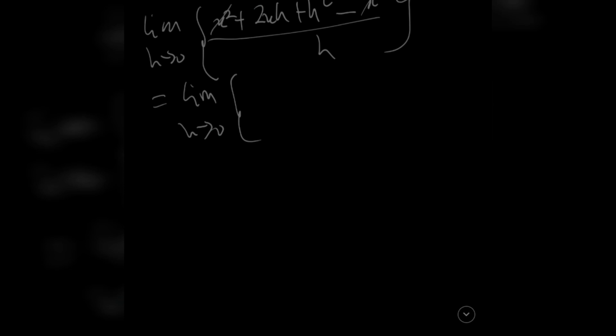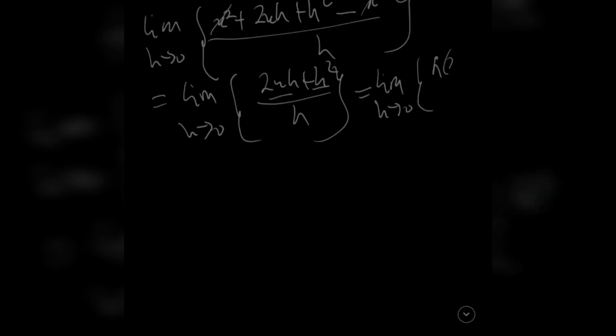Okay, so we get this. x squared minus x squared cancels off, so we get 2xh plus h squared all over h. We can factor out h from here, so we get the limit as h approaches 0 of, factoring out h, 2x plus h. Okay, so this h cancels out, so we are now left with the limit as h approaches 0 of 2x plus h, and this is found by replacing h with 0, which is equal to 2x. Okay, so that will be our final answer.